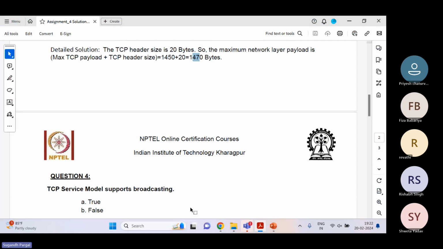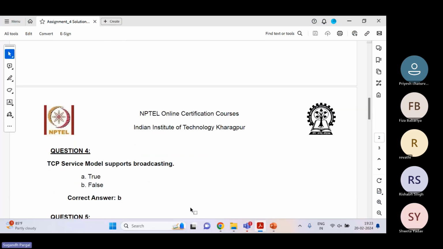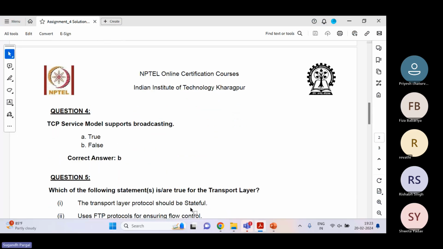So the TCP service model supports broadcasting. Is it true or false? So that is false. It does not provide broadcasting or multicasting.